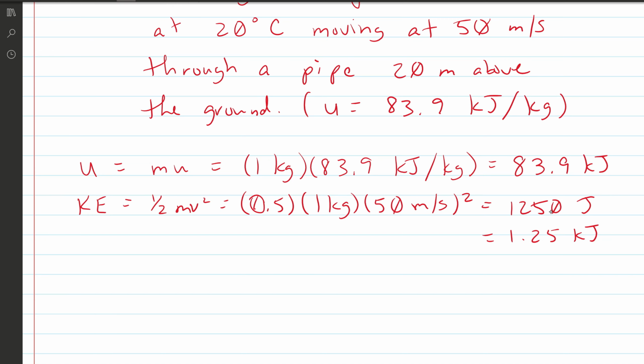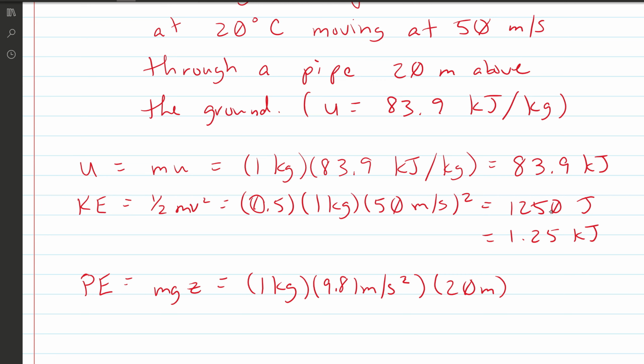And then lastly, we look at PE, which is mgz, and that's 1 kilogram times 9.81 meters per second squared. And that's times 20 meters. And we get 196 joules, or about 0.196 kilojoules.